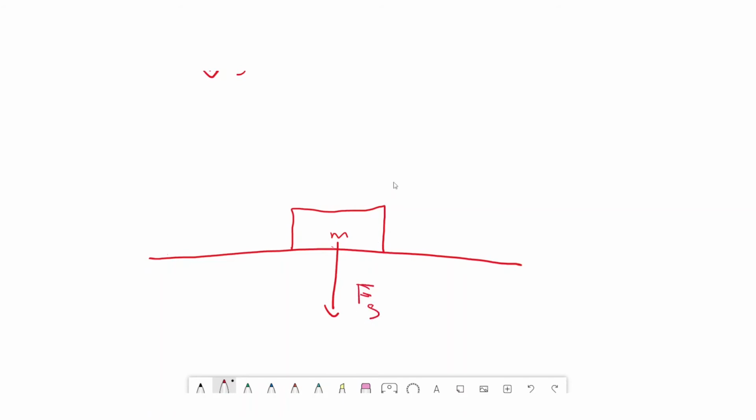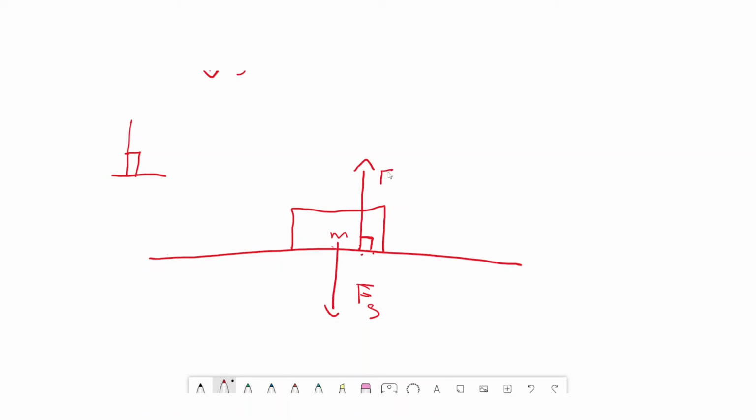Now, if this object is not falling down or going up and is just touching the surface, whenever this object is touching the surface, the surface is always going to apply a force that is perpendicular to the surface. That's why we're saying it's normal. It's a normal force because it is normal to the surface. Anything that is perpendicular to something, we say it's normal to that thing in mathematics. So it is normal to the surface.